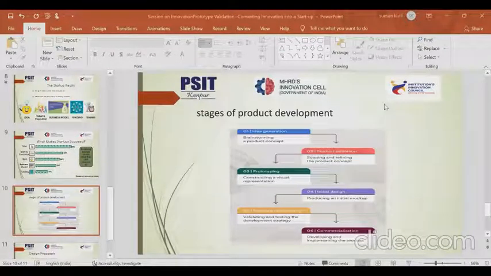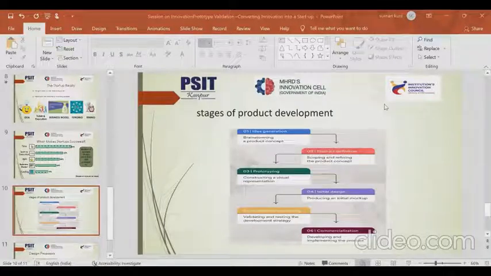The last one is commercialization. What is commercialization basically? Now it is time. In the first slide, I told you what innovation is. Innovation is basically invention plus commercialization. If you have a product and you keep it to yourself only, we cannot call that an innovation.